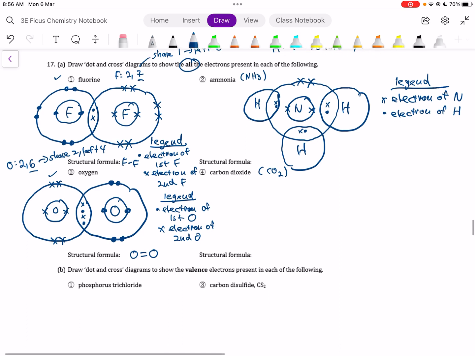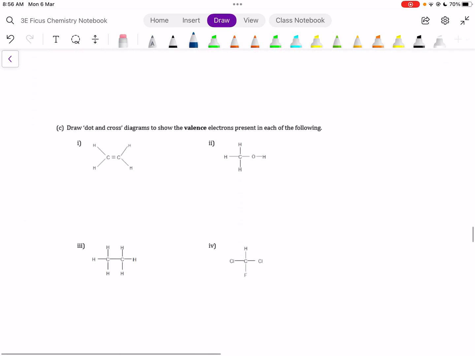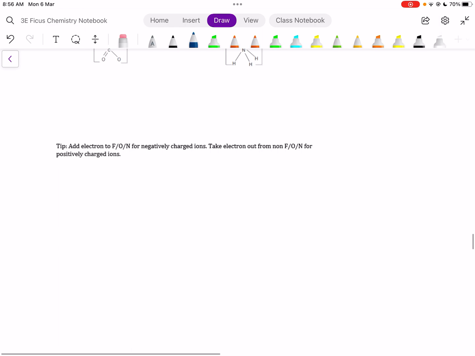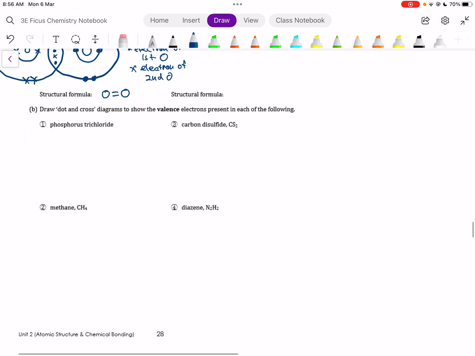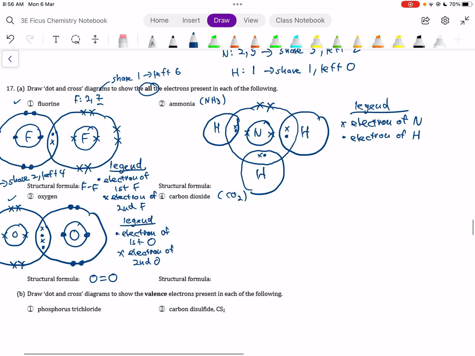We have a couple of examples that we are going to look at, some quite interesting ones. Then let's look at the next one. Carbon is 2,4, so this one will share 4, left 0.